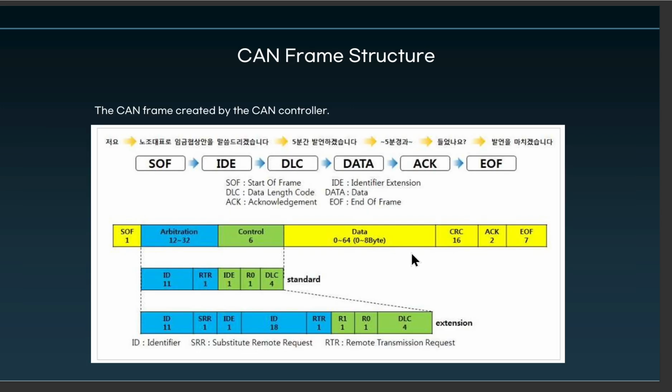Next, let's look at the structure of the CAN frame created by the CAN controller. CAN communication has two types of frame based on the identifier bit length, standard type and extended type. One important feature is that the smaller the identifier value, the higher its priority. Additionally, errors can be detected using CRC bits.